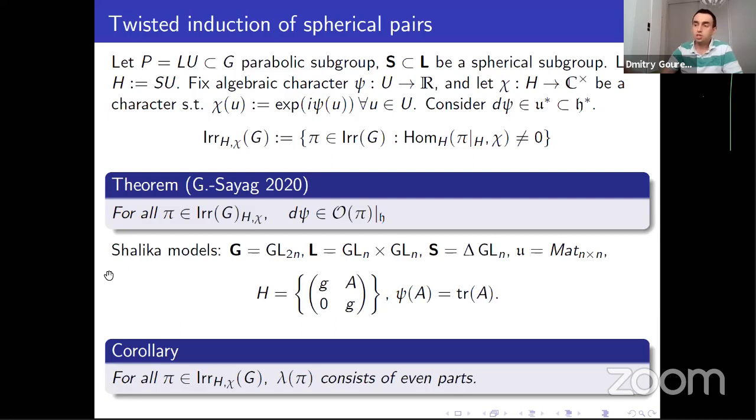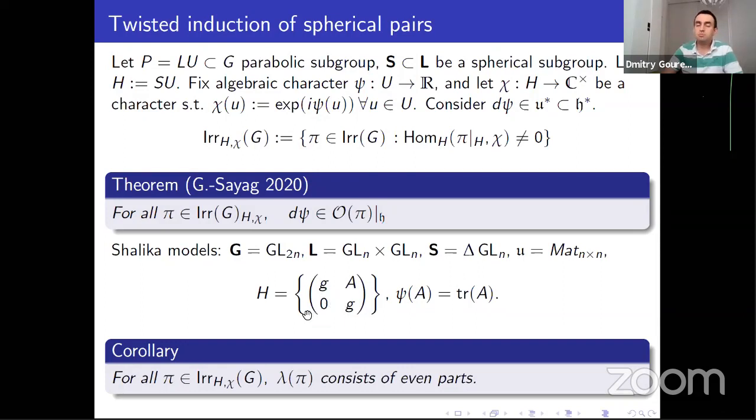So one application is for Shalika models. We can give a necessary condition for the existence of Shalika models. So take G to be GL2M. Take the Siegel parabolic. So the L will be GLN times GLN. And inside it, there is the easiest spherical subgroup in the world, actually a symmetric subgroup, S, just diagonal GLN. The unipotent radical U of the parabolic is n by n matrices. So the H has this form, g A 0 g.